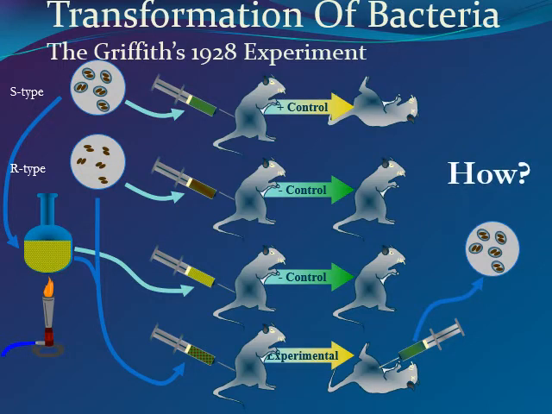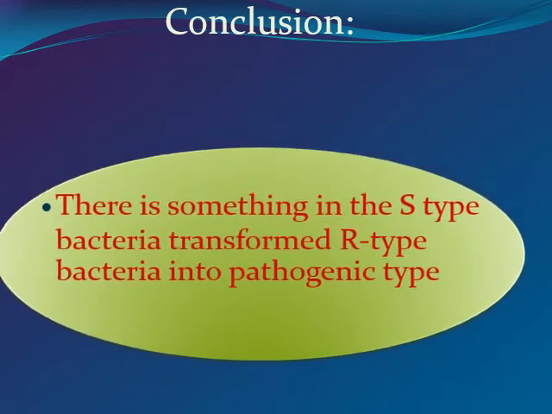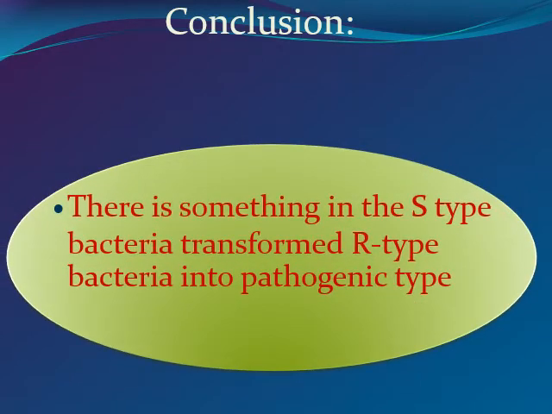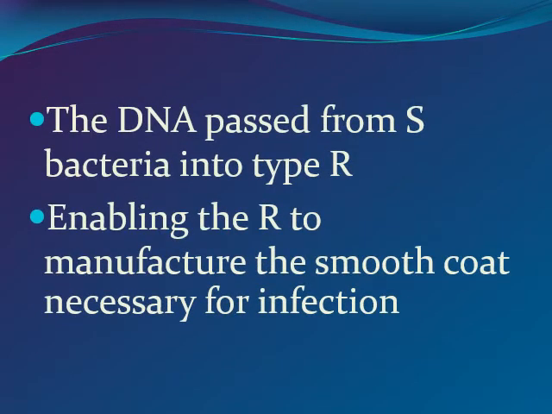How does that occur? He concluded there is something in the S-type bacteria that transformed R-type bacteria into the pathogenic type, but it was still unknown which material was responsible for the transformation. The explanation of this transformation: the DNA passed from the S bacteria into the type R, enabling the R to manufacture the smooth coat necessary for infection.